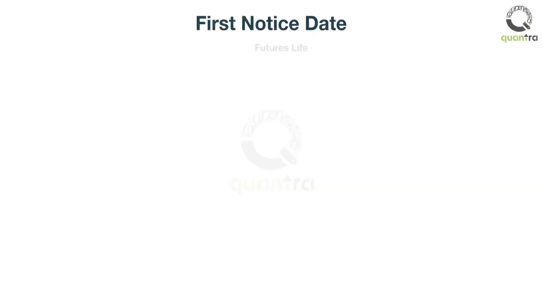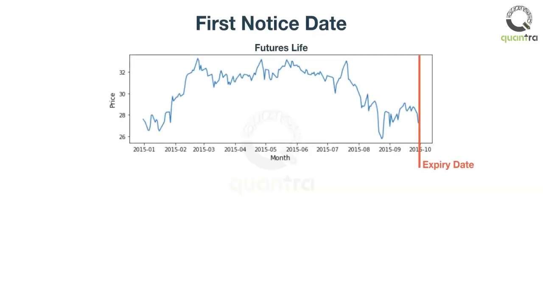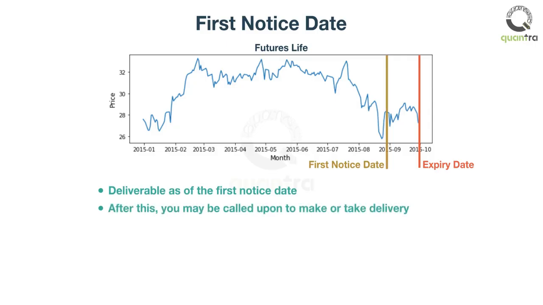First notice date. Most commodity futures are deliverable as of the first notice date, meaning that after this point in time you may be called upon to make or take delivery. As a speculator, this is something that you do not want to happen. A truck full of live cows outside your office can ruin anyone's day, but this is in reality not a risk for regular futures traders.